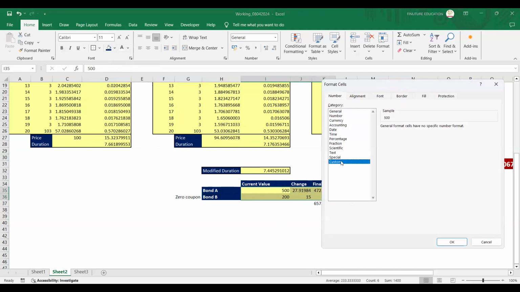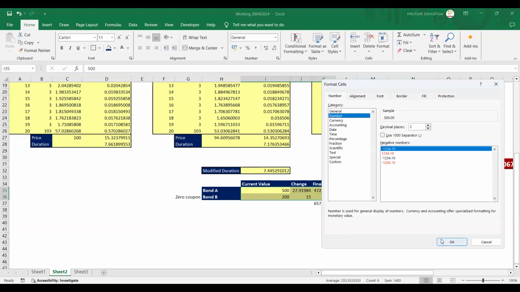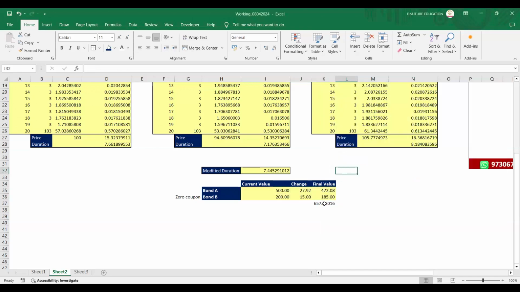If convexity is also given, then in the change column we would just add the formula which you showed before, half into convexity into bond price into the change in interest rate square. Yeah, that's correct. I would encourage you to do that and share in the group. That's something which you can explore on your own.